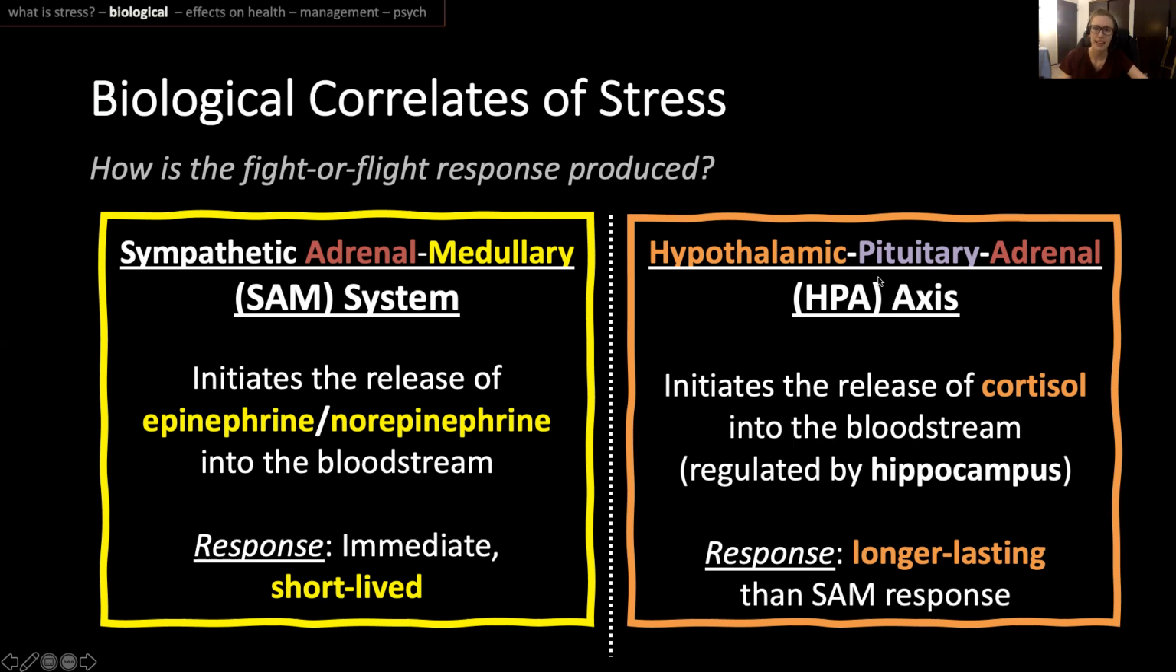So I think the main things that I would keep in mind to differentiate these are knowing what the hormone is that occurs, and how long the response lasts, so whether it's short or whether it's long. So these are the two ways that fight or flight responses can be produced.